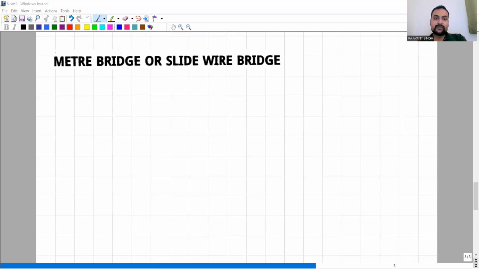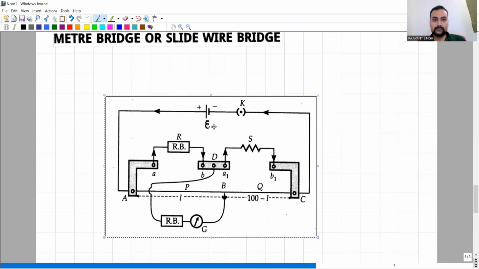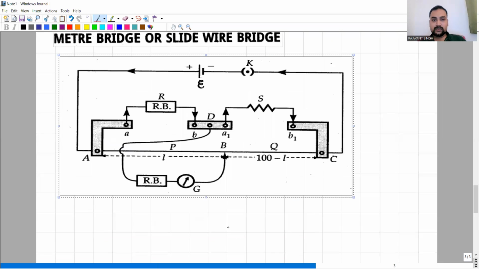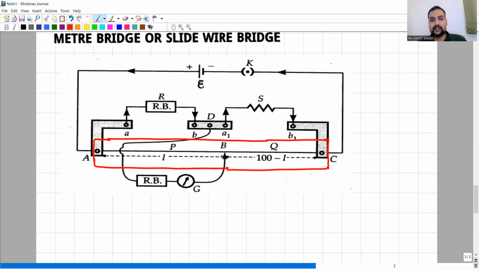Now, how do we make the Wheatstone bridge setup using a meter bridge? Look into this diagram. This is your meter bridge. As I told you, this is the one meter long scale, and upon the scale you will have a thin wire passing over from the two ends. The total length here will be 100 centimeters, as it is a one meter long scale.